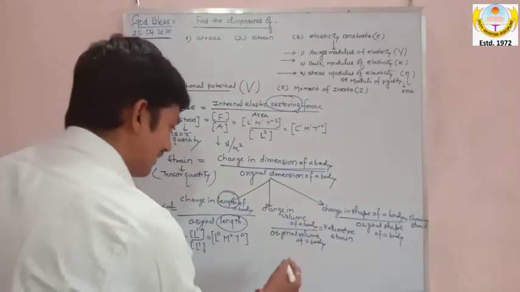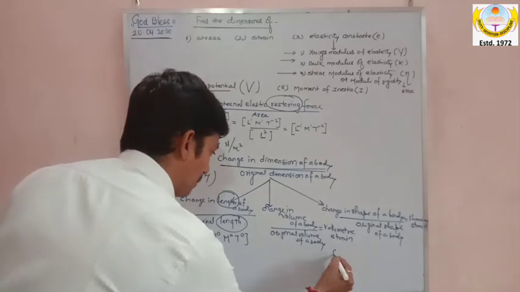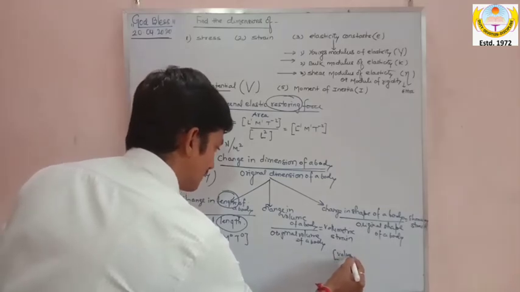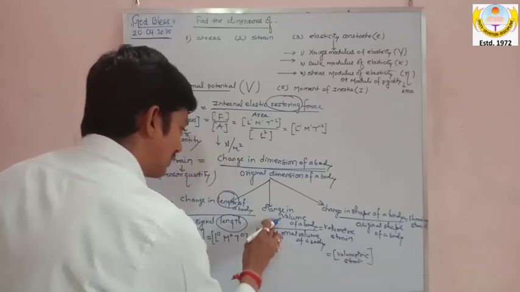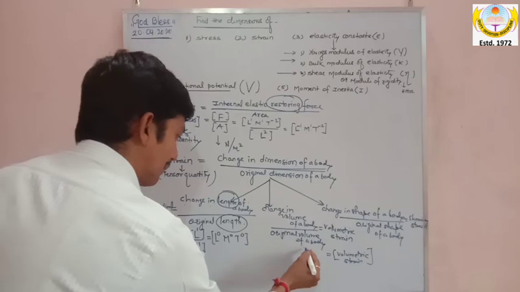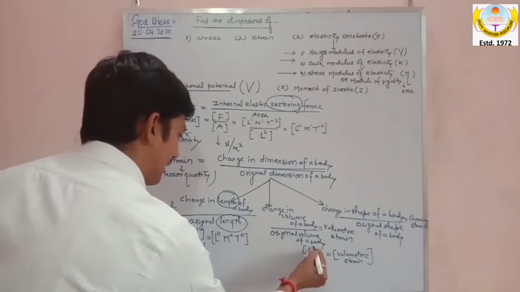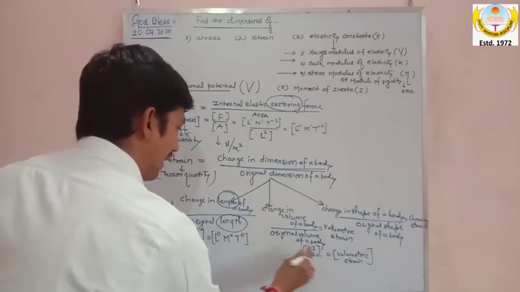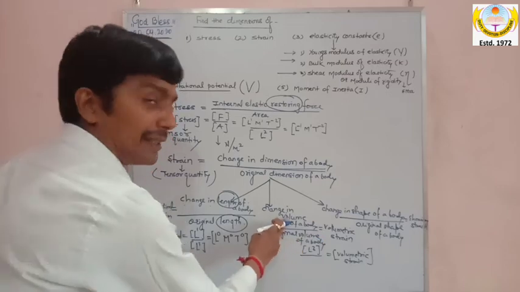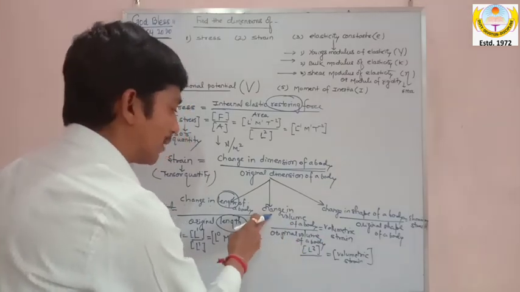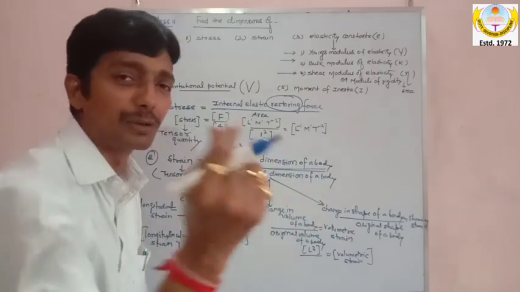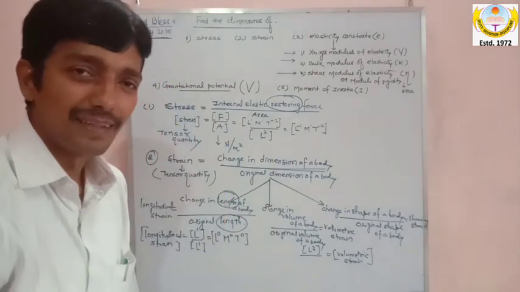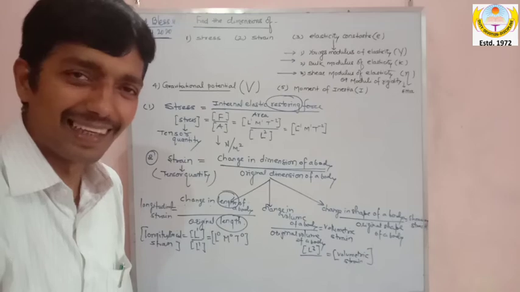Look at this one. What will be the dimension of volumetric strain? Sir, change in volume, meaning in the numerator it is L power 3, divided by original volume, because the dimension of volume is L power 3. I am not interested in change. I am interested in quantity. Quantity is volume. Am I clear? Try to understand.